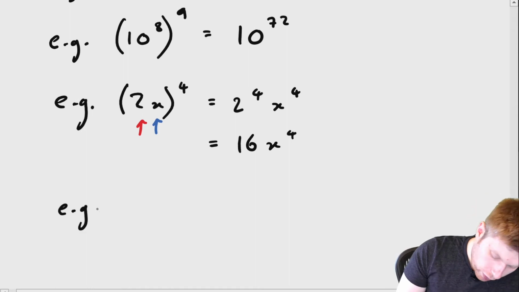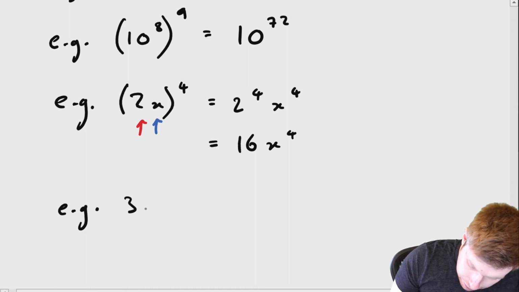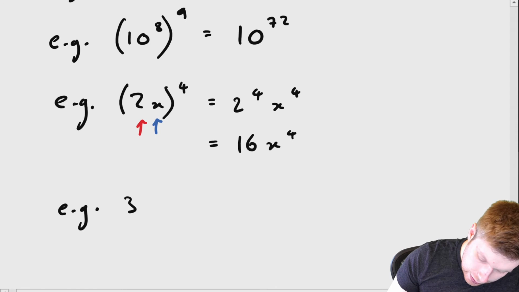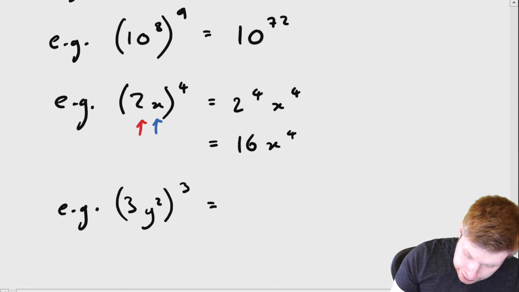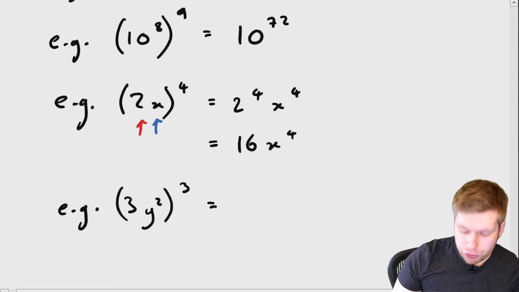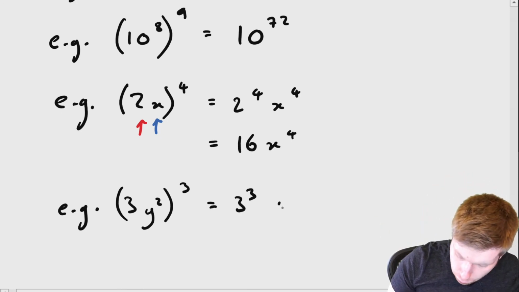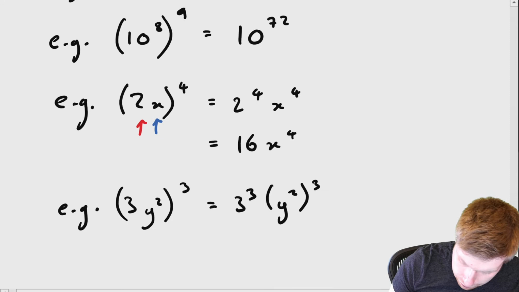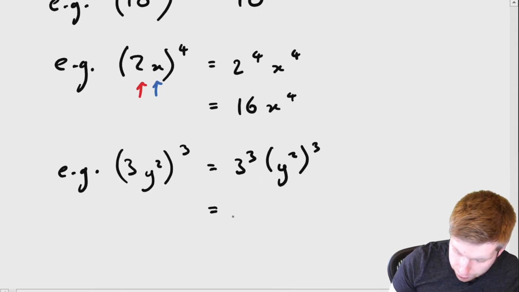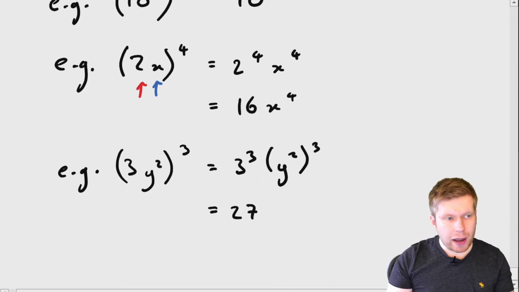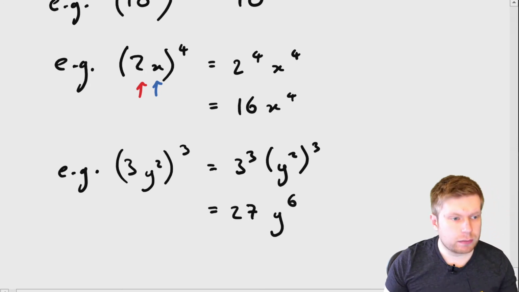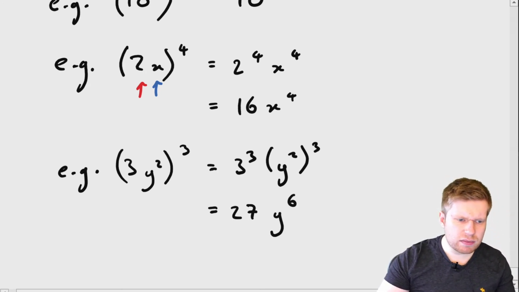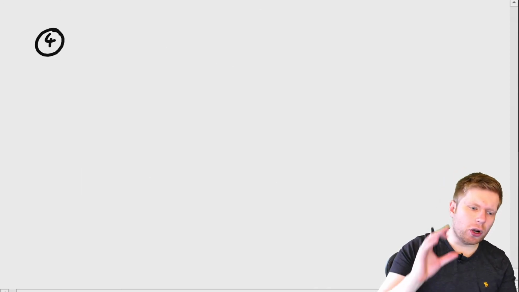Okay, another example, let's use y squared, all raised to the power of 3. So let's have a look at this. Well, I need to raise the 3 to the power of 3 and I need to raise the y squared to the power of 3. Okay. So 3 to the power of 3 is 27. Y squared to the power of 3, well, I just multiply those two powers together. That's going to give me y to the power of 6. Okay, does that make sense? Hopefully it does. All right, so let's have a look at another kind of shortcut that we can observe.